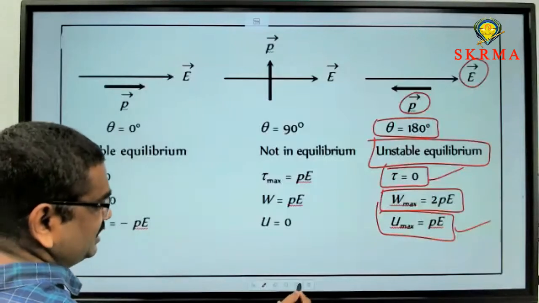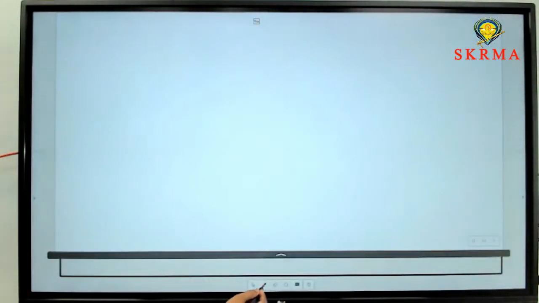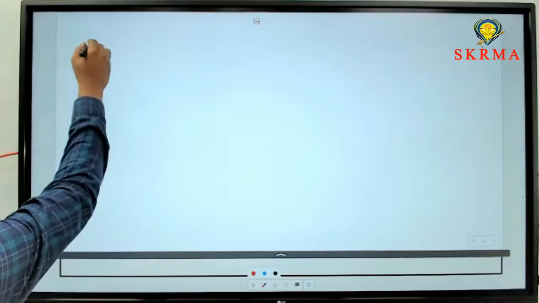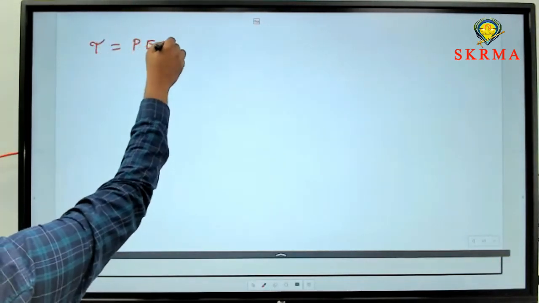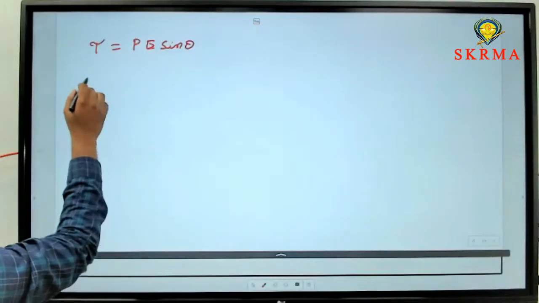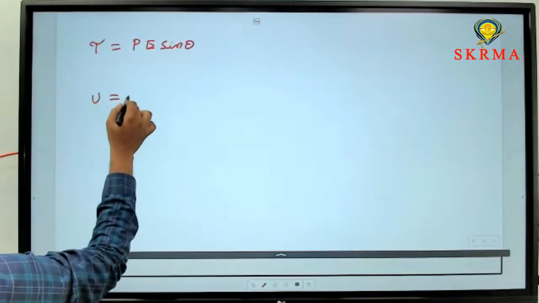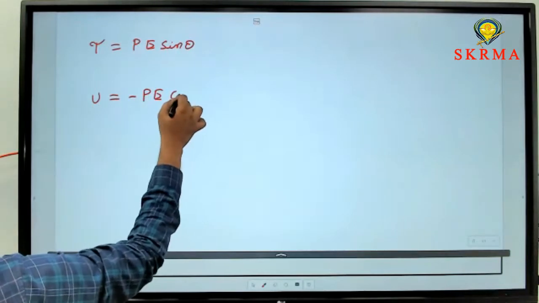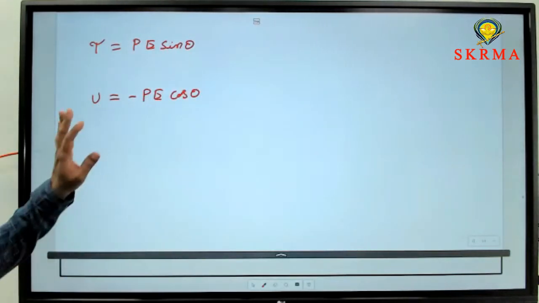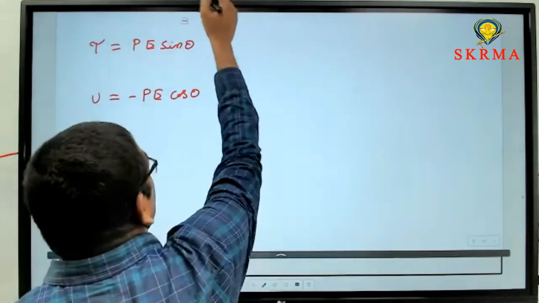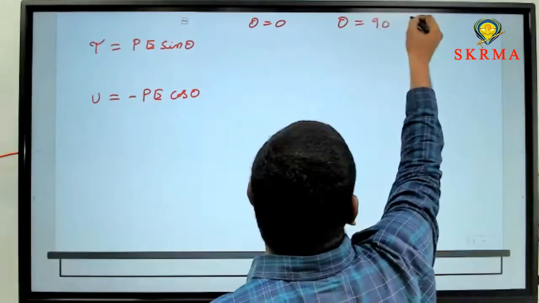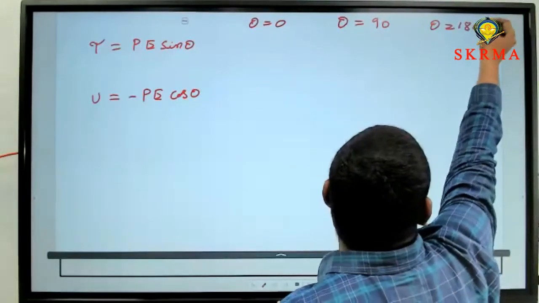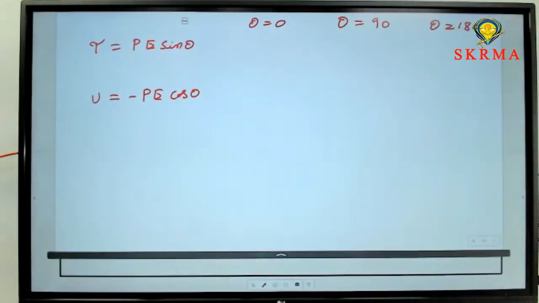Is this clear, or do I need to explain once again? Let me explain this one once again. What is the formula for torque? Torque equals PE sin theta. Next, what is the formula for potential energy? Minus PE cos theta. First, we will solve these two. Now, for example, theta equal to 0. Next one, theta equal to 90. Next one, theta equal to 180 degrees. Here I am taking three angles: theta equal to 0, 90, and 180.